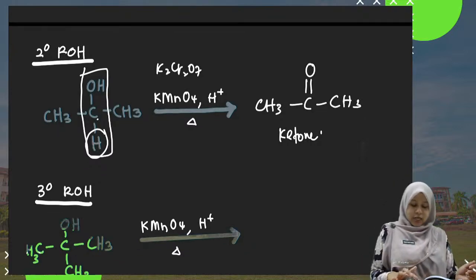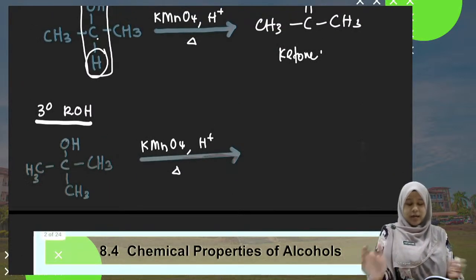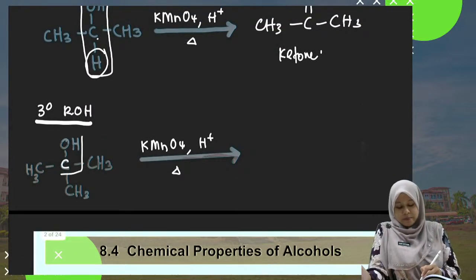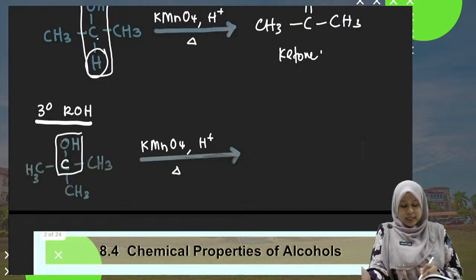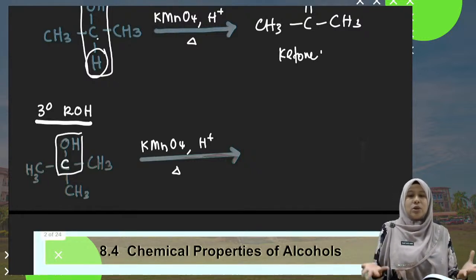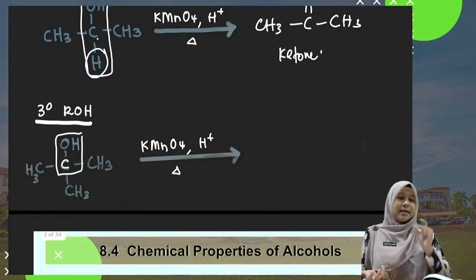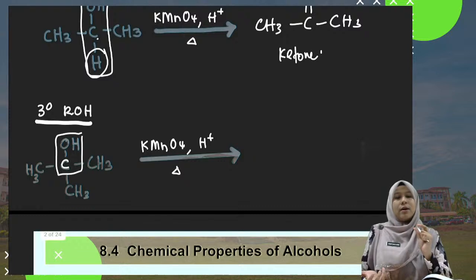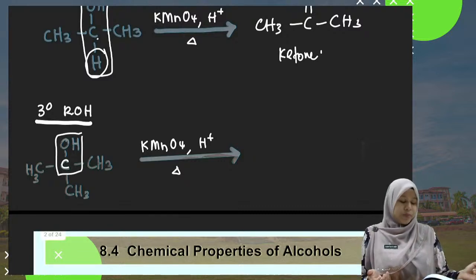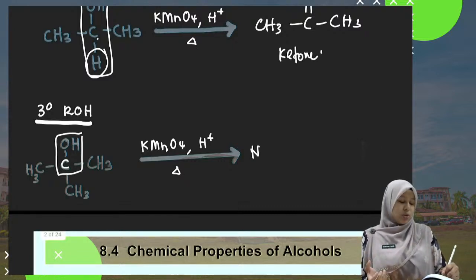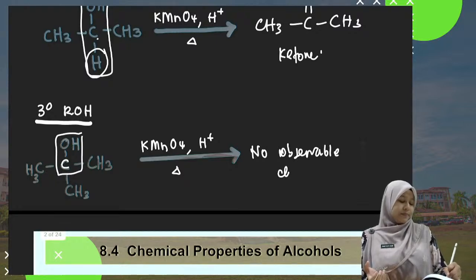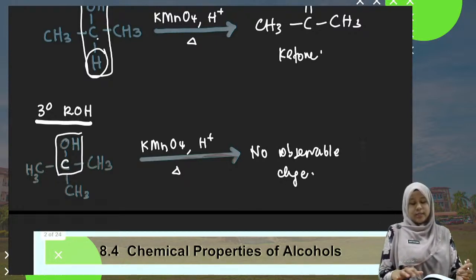Okay. Dan kita tengok untuk tertiary alcohol. Untuk tertiary alcohol, tengok balik carbon that attached to OH. So sekeliling dia tak ada hydrogen, so has no hydrogen. So bila dia tak ada hydrogen, it cannot undergo oxidation. Sebab syarat dia mesti ada hydrogen that attached directly to carbon that bearing OH group. So bila tak ada hydrogen, so no reaction or no observable change. Okay. So dia tak boleh undergo oxidation lah.